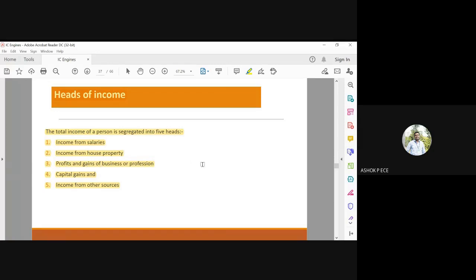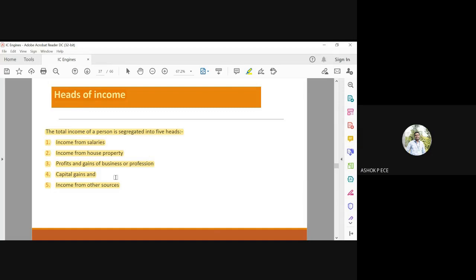Profit and gains of business. So whether you made profit from business or profession, that should be coming under this category: profits and gains of business or profession. Capital gains, any fund inflow you got because of share market or other things, trading or other things, they will be coming under capital gains. And finally, income from other sources, maybe income from your fixed deposit, income from your lease property, all those things will be coming under income from other sources.